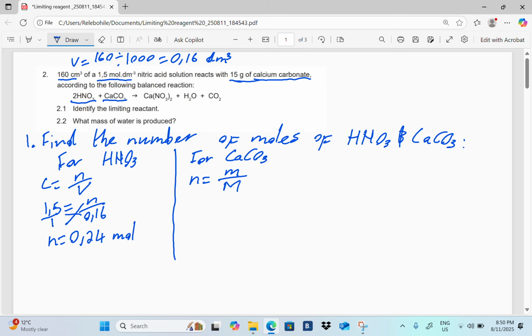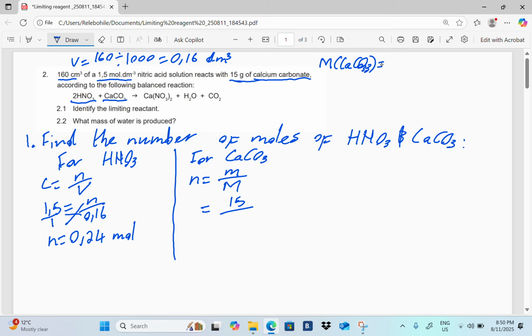Then from there, I will check what is the mass of calcium carbonate. It's 15 grams. So I'll put 15 here. Then I'll divide by the molar mass of calcium carbonate. I can always find it here. Let's find it here on the side. The molar mass of calcium carbonate, CaCO3.